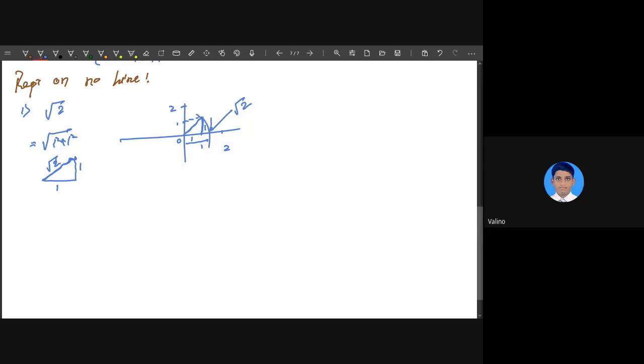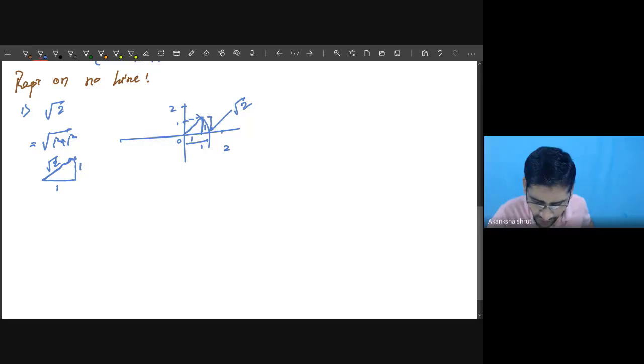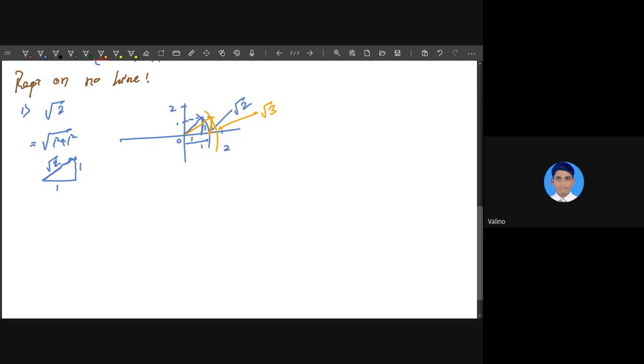Then again take one here. Only 1 unit you always need to take. Then you need to join. Means here we have taken this, at this root 2 we have taken. Then we have to join, and then we need to take the arc. So this point will be the representation of root 3. This way, spiral and all the numbers can be represented.